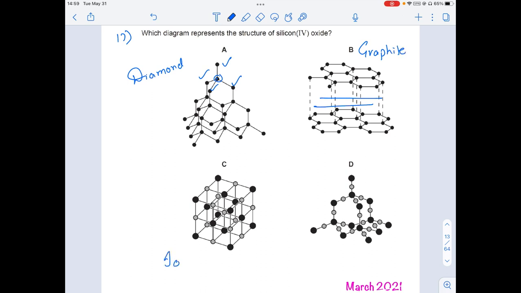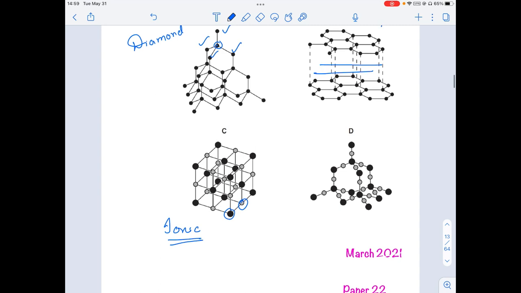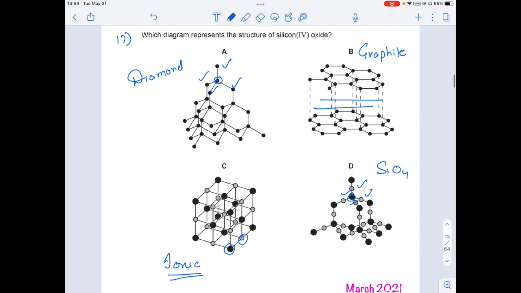And the third one is going to be an ionic compound because we can see the opposite symbols, plus and minus, or black and gray. So therefore it can be an ionic compound. And the fourth one is the only one in which one silicon is surrounded by four oxygens. Therefore it can be silicon dioxide, SiO2.